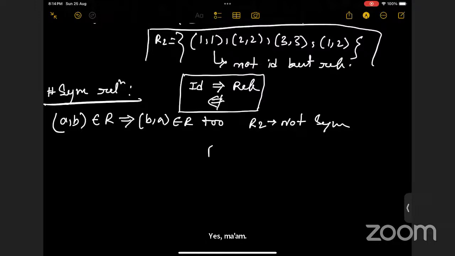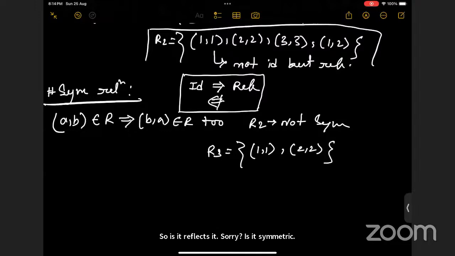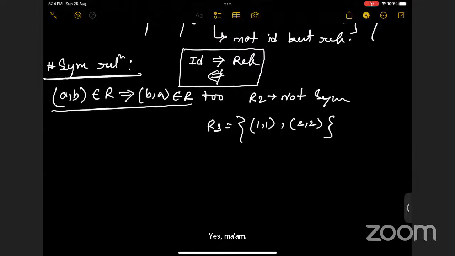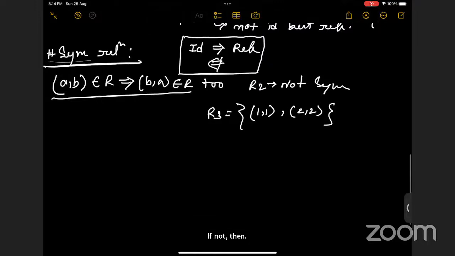Suppose we have something R3, with (1, 1). Is it symmetric? Yes, ma'am. Yes, very good. Because this condition is not necessary for all elements. If (A, B) is there, then we will think about (B, A). If not, then this is not our case of concern, right? Yes.